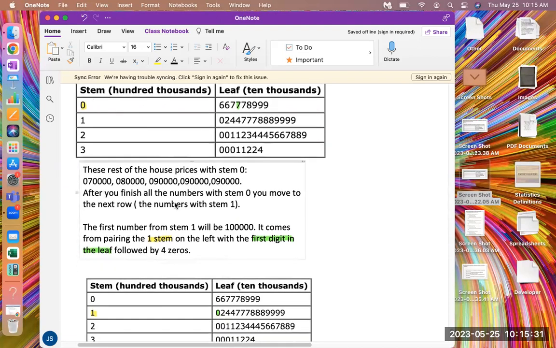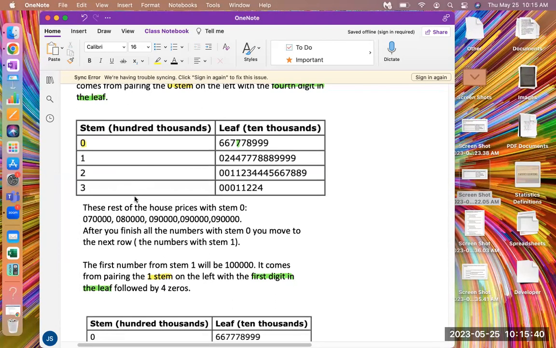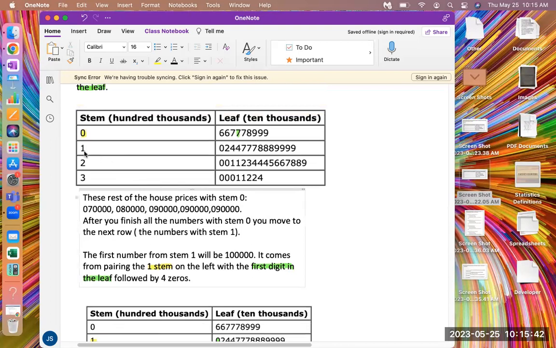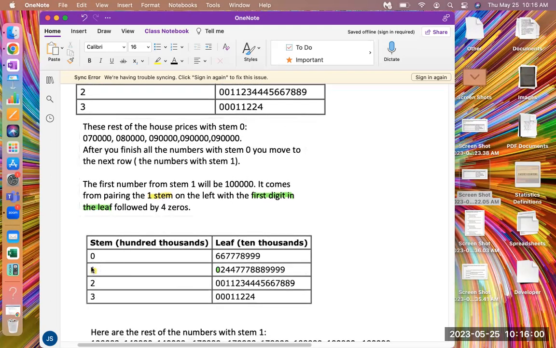After you finish all of the houses in the 0 stem, you just move down 1 row, and now all of these numbers start with a 1. So now the first number will be 1, and since the first digit in the leaf is 0, it'll be 1, 0, 0, 0 followed by 4 zeros. So that's your first number, 100,000. Oh, and I have it done here. I have the stem 1 highlighted, and then the first 0 green highlighted, and that's where they're getting this number 100,000 from.